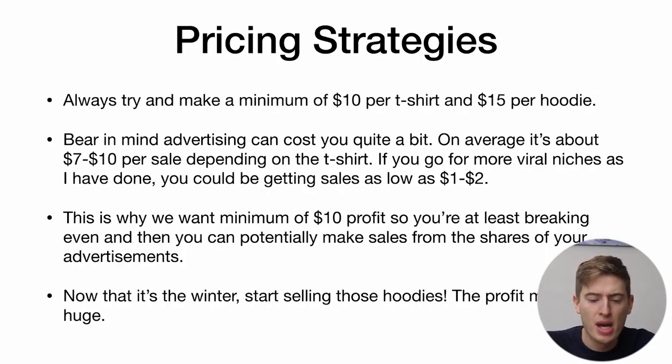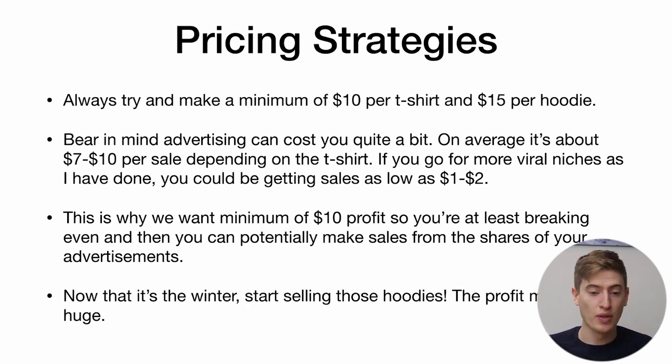Always try and make a minimum of $10 per t-shirt and $15 per hoodie. Bear in mind, advertising can cost you quite a bit. On average, it's about $7 to $10 per sale, depending on the t-shirt. If you want to go for more viral niches, as I have done, you could be getting sales as low as $1 to $2. And what I mean by getting sales at $1 to $2 or $7 to $10 is when you create an advert, you're going to get lots of clicks to your website. And let's say each click costs $1. On average, it would be about 7 clicks to 10 clicks to get one sale. So that's about $7 to $10, right?